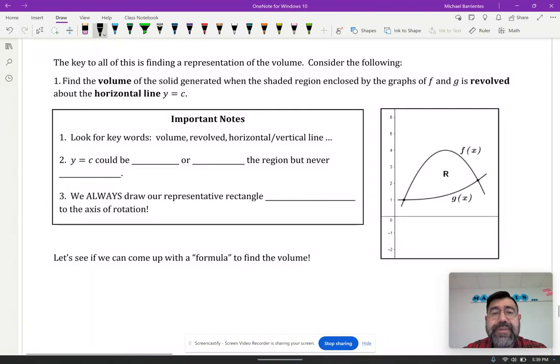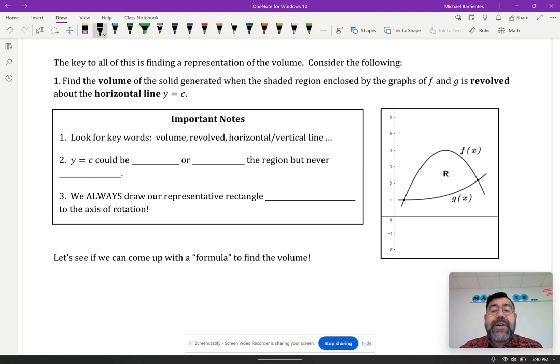All right, good people. Welcome to video number 2 of Volumes of Solids of Revolution. We're going to have to read the problem very carefully so that we know the orientation of the revolution, so that we know exactly what the shaded region is. Sometimes they give you a picture like the one that's shown here. Sometimes they don't, and you have to build it yourself.